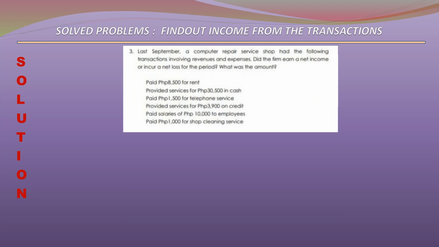3. Last September, a computer repair service shop had the following transactions involving revenues and expenses. Did the firm earn a net income or incur a net loss for the period? What was the amount? Paid 8,500 for rent. Provided services for 30,500 in cash. Paid 1,500 for telephone service. Provided services for 3,900 on credit. Paid salaries 10,000 to employees. Paid 1,000 for shop cleaning services.